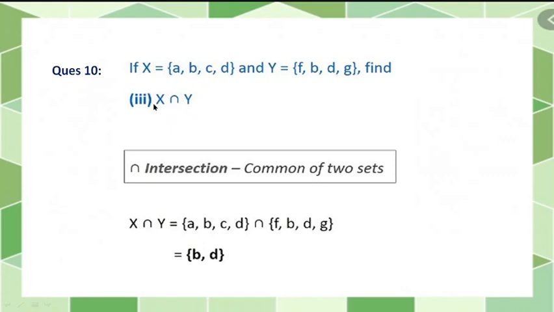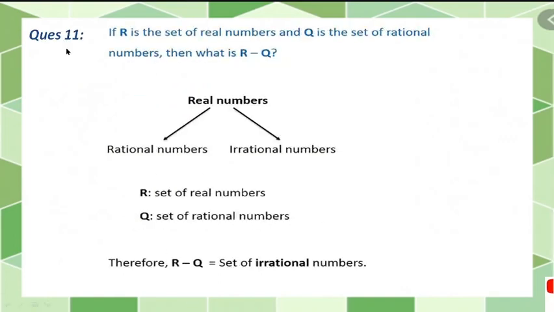Question number 10, two different sets are given and we have to find the common elements. I've taken the third part, x intersection y. So the common elements are B and D. It's clearly visible. Question number 11, if R is a set of real numbers, Q is a set of rational numbers, then what is R minus Q? We know very well that real numbers consist of rational and irrational numbers. So R minus Q is definitely the set of irrational numbers.